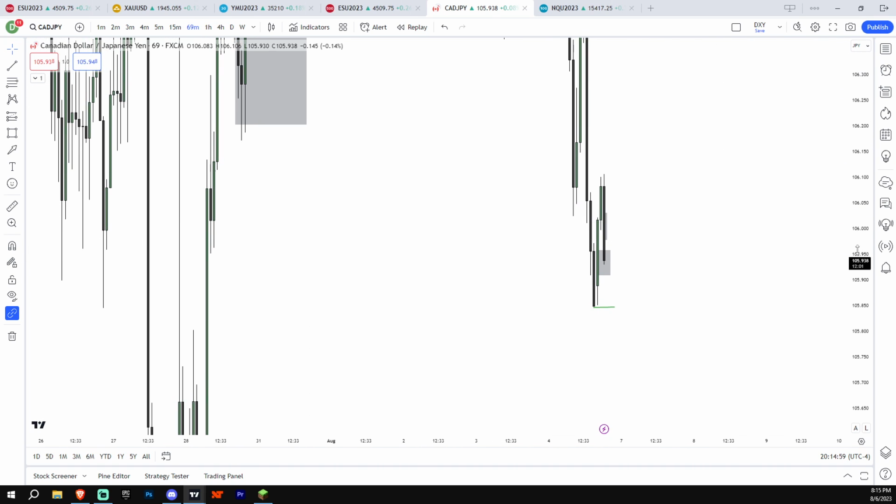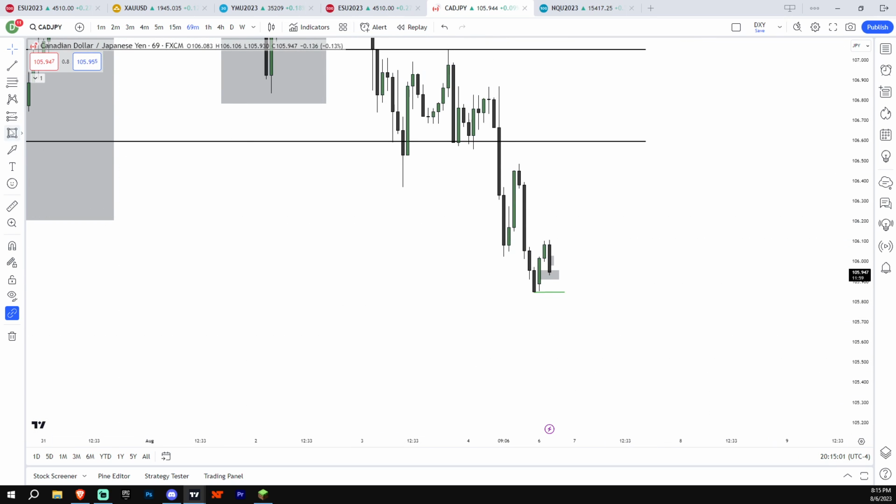Yeah, I got the 69-minute chart here. You can see we had a 69-minute fair value gap rejection and then another 69 one right here. So, where'd your stop loss be in the example?